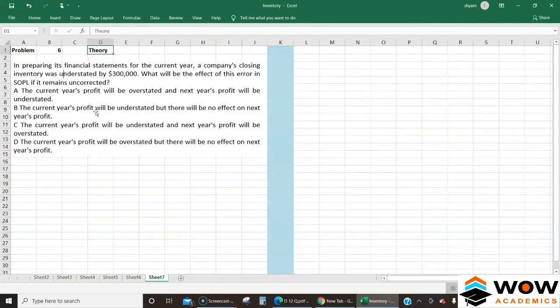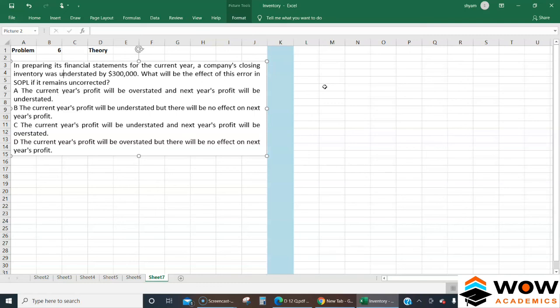So the next one is: in preparing its financial statements for the year, a company's closing inventory was understated by 3 lakhs. So the inventory value is shown lower by 3 lakhs. What will be the effect of this error in the SOPL if it remains uncorrected? So the closing stock is lower, and what happens if it's uncorrected? The current year's profit will be overstated. Is it right?